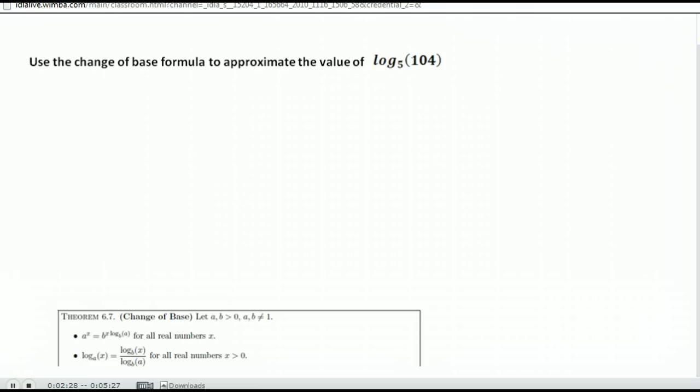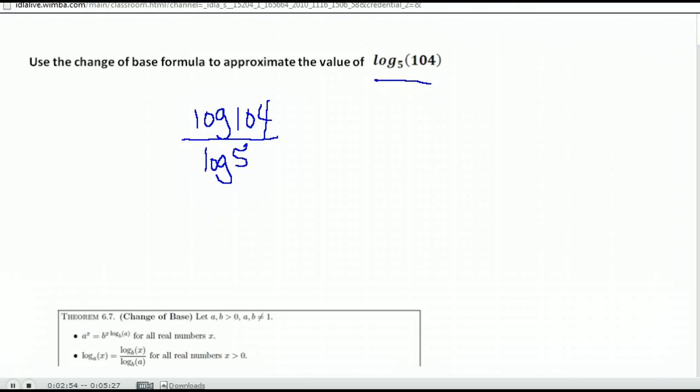Okay, so here is another example. They want us to approximate the value of the log base 5 of 104. 104 is not one of our powers of 5. It's not 5 squared or 5 to the third. Okay, it's somewhere in between there. So we're going to use the change of base formula. And again, what you do is you put the base on the bottom. So it was log base 5. We're going to do the log of 5, or divide that into the log of 104.